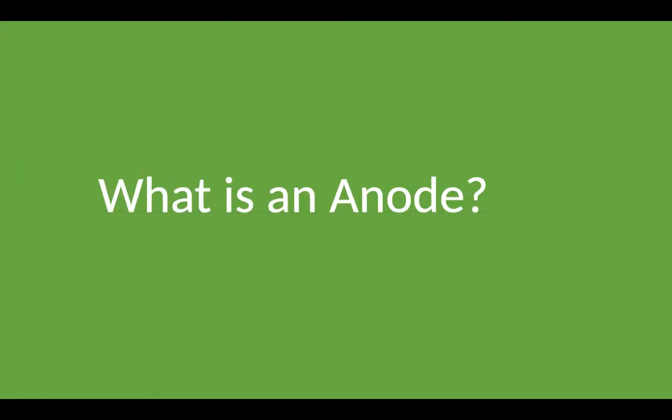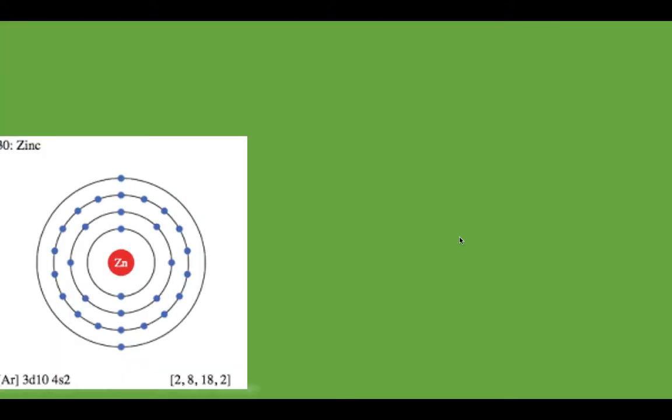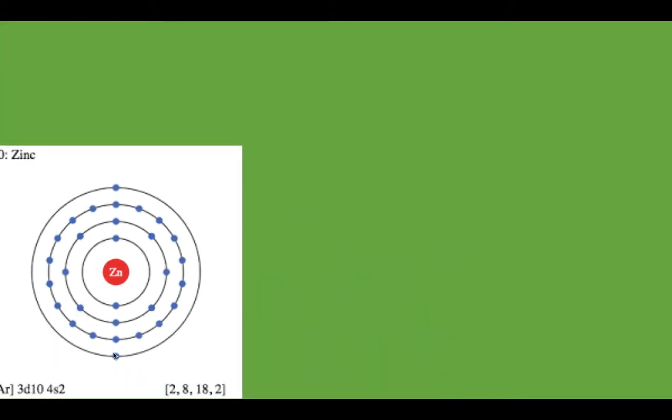So what is an anode? Well, an anode is basically the negatively charged side, or the side with more electrons. Take zinc for example. It has 2 extra electrons, right? So all the other electrons will never get out of zinc, but these 2 extra electrons, zinc can just push it out. Zinc doesn't need to keep these electrons. And so these are zinc's extra electrons.